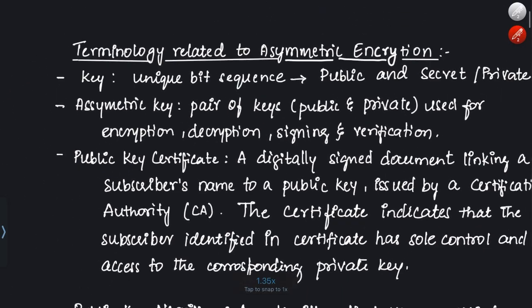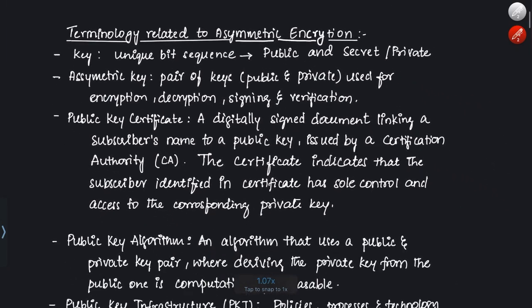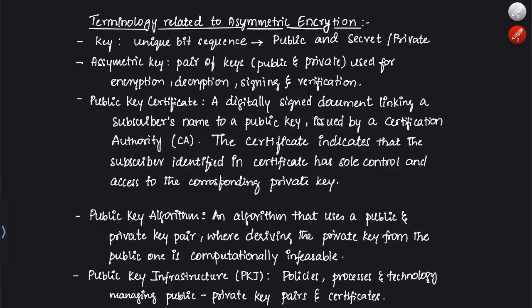Let's look into the terminologies related to asymmetric encryption. The first terminology we come across is a key. A key is a unique sequence of bits. It could be public, or secret or private; secret keys and private keys are the same here. Then we have asymmetric keys. Asymmetric keys are a pair of keys comprising both public and private keys, which are used for encryption, decryption, signing and verification. So two keys are used, public and private.